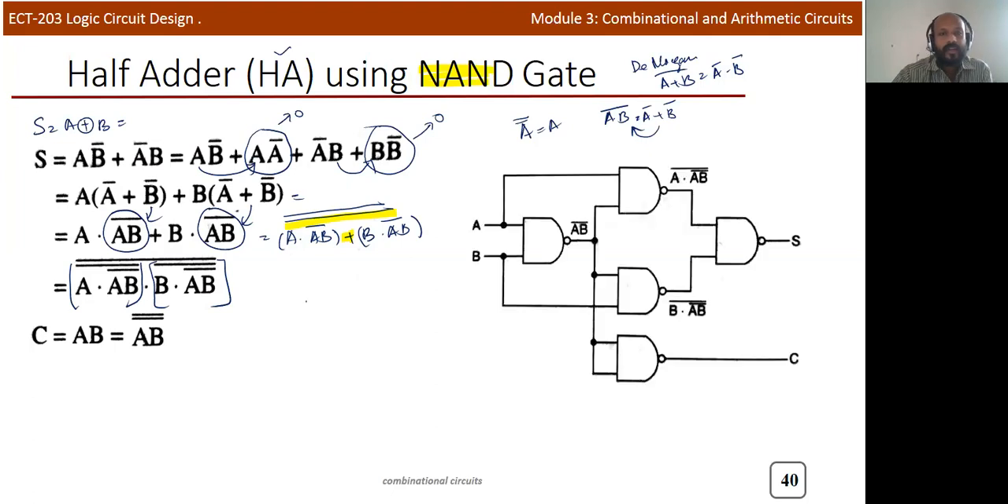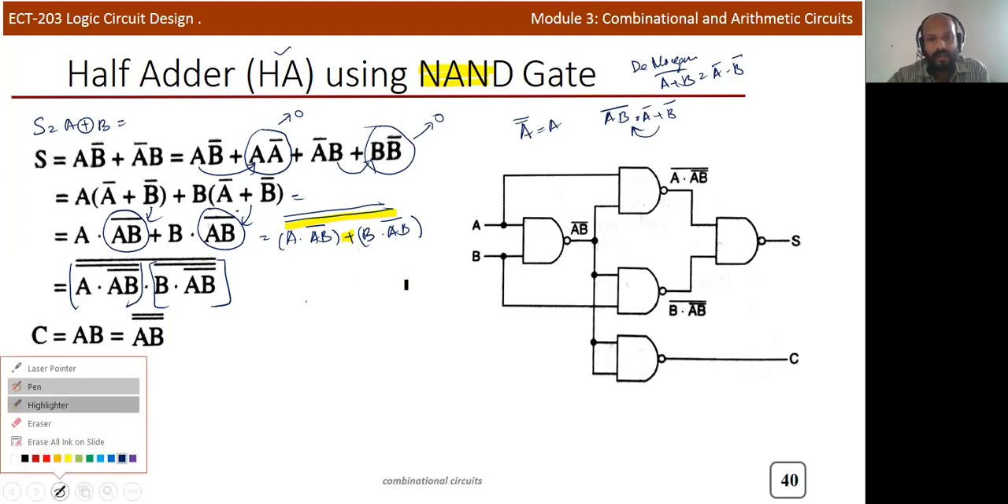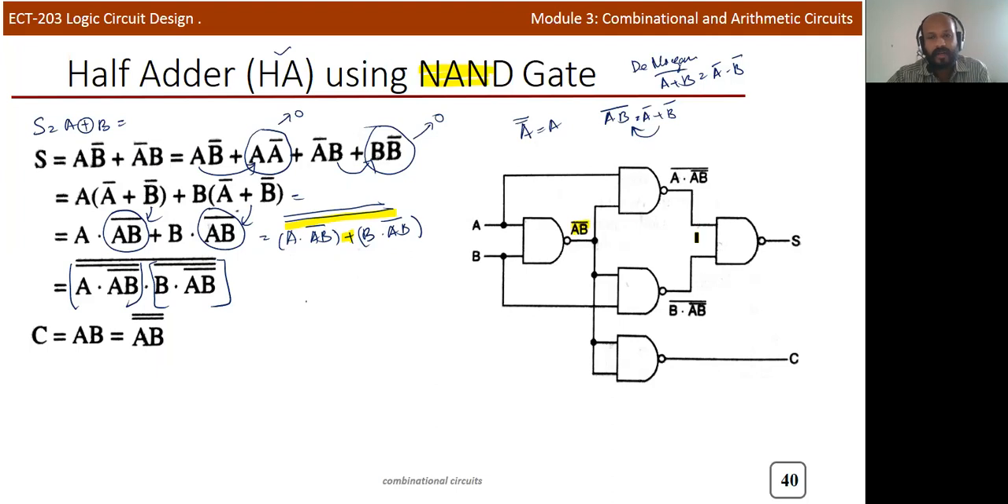So now we can see the circuit diagram for this particular function. Here you can start from this A into AB bar. So you require AB bar. So this is A, and AB bar you can see here. So this is AB bar. And now you can see the A here. So one input is A.